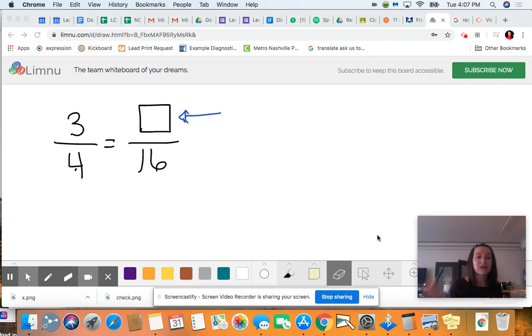So we're going to use the same ideas that we had before, except this time I can't multiply the numerator to arrive at the second numerator because I don't know what to multiply by. What might I multiply by based on what I see in the denominator? I know that to get from 4 to 16, I would have to multiply by 4. I also know something else that might help me figure out the numerator.